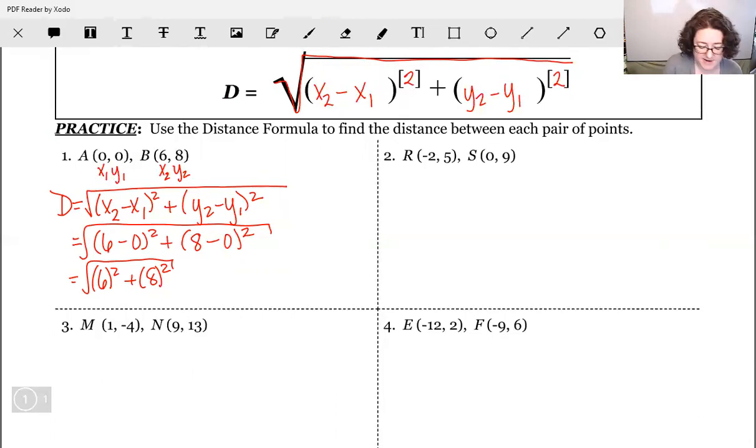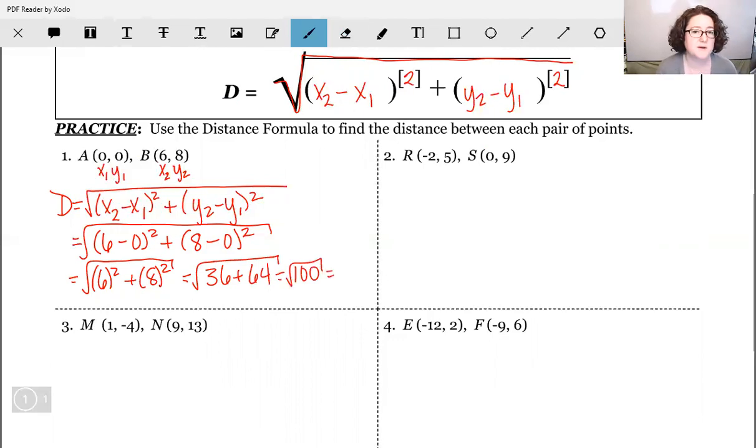So again, let's simplify. So 6 squared is going to give us 64. Excuse me, my brain's jumping ahead, isn't it? 6 squared is 36. 8 squared is 64. And when I add those together, I get the square root of 100. But wait a second, 100 is a perfect square. And even if you check that on the calculator, the square root of 100 is 10.